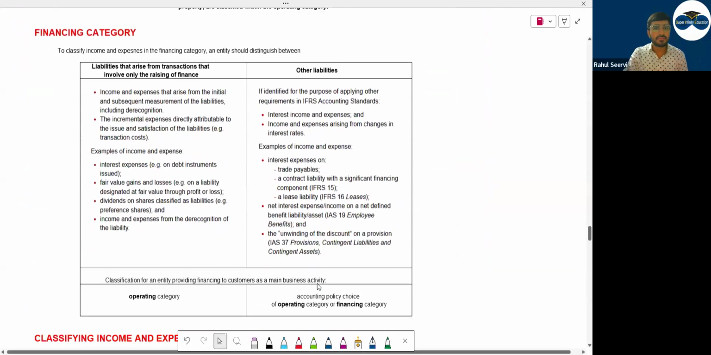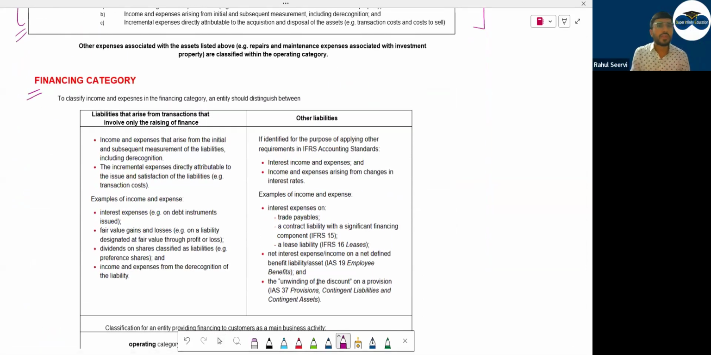Then financing activity. In financing activity, if you have taken a loan, you will be recording this. Then other liabilities. In financing activity, you have two further classifications. One, interest expense relating to the raising of finance. Like today, the company has issued some bond, or the company has taken a loan. That is based on what? Completely based on raising of the finance. You also have some other interest expenses, which we will be covering as we do each particular standard.